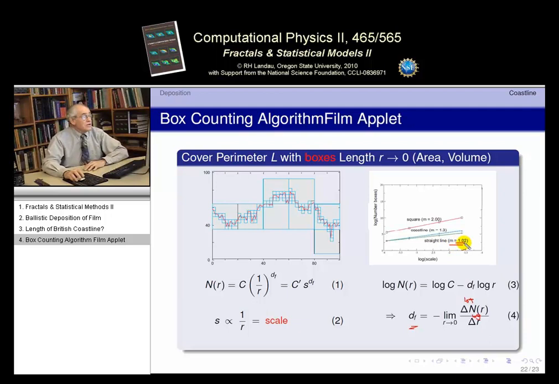So the method works. If we take this figure on the left here, the coastline, and look at the slope of that, we get a fractal dimension of 1.3. So compare that to 1.6, which we deduced for the Sierpinski gasket. Here we have a coastline.